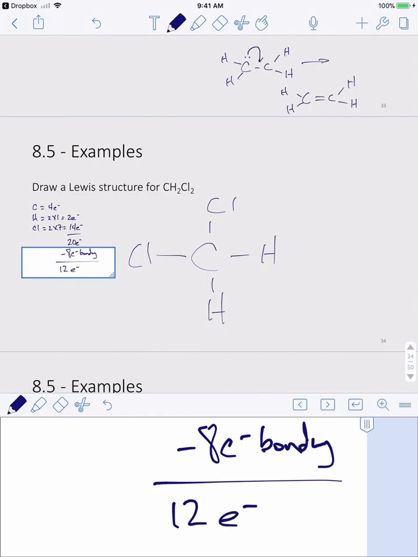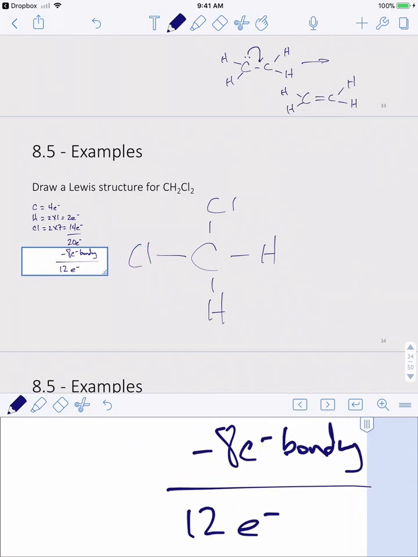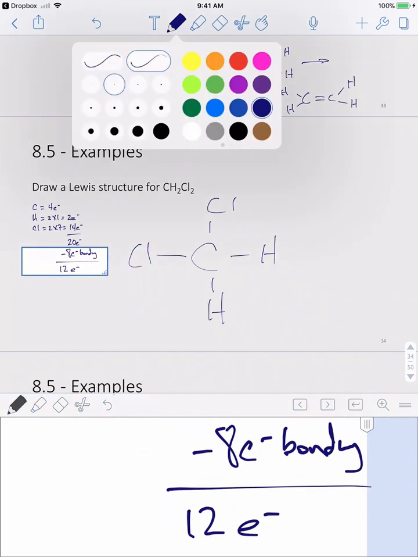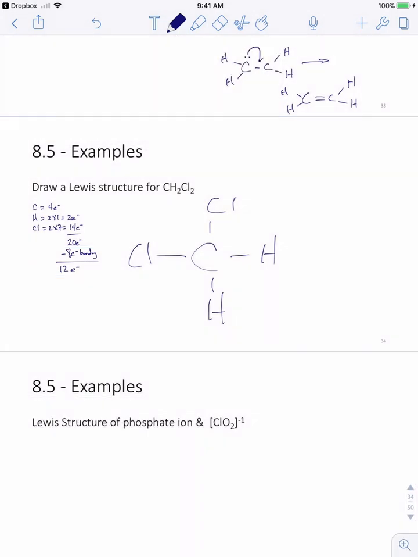And we're going to distribute those to the outermost, most electronegative atoms first. And here, those are going to be the chlorines. So we distribute 2 electrons at a time. So we would have 1, 2, 3, 4, 5, 6, 7, 8, 9, 10, 11, 12. So that's all 12. Now we check to make sure everything has an octet.